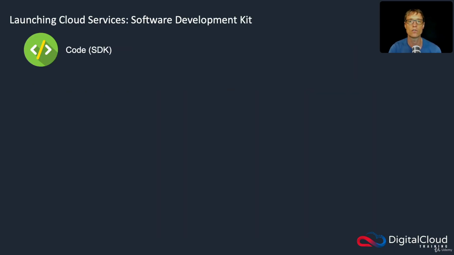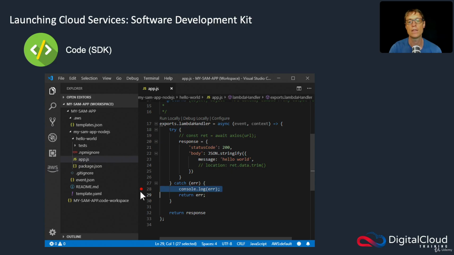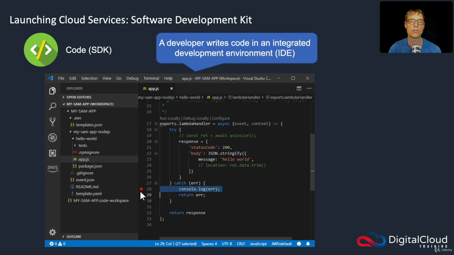And then lastly, we have the software development kit. In this case, a developer is going to write some code in what's called an integrated development environment, such as Visual Studio Code, as per this example here. And in this example, the developer has written some code in Node.js that's going to launch a service in the cloud. So you can write that code and then use that to launch services in the cloud.